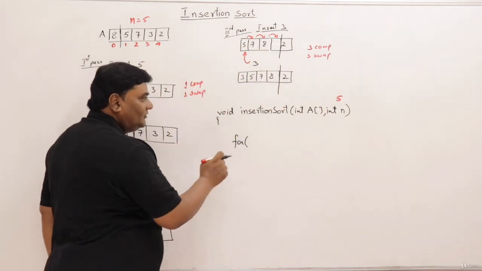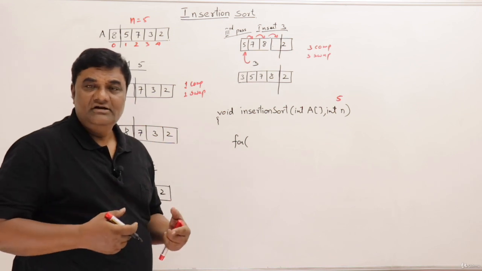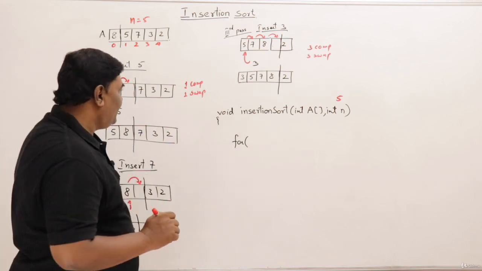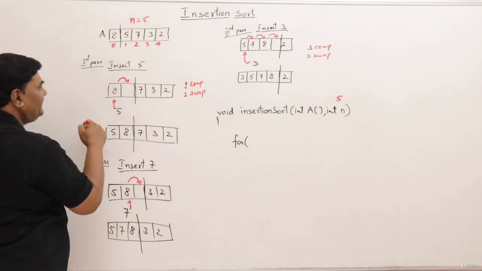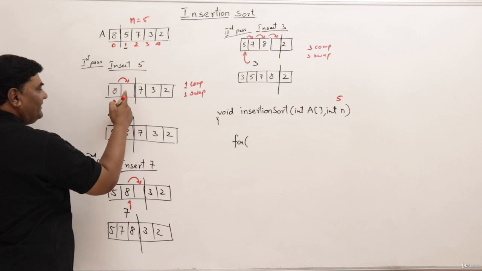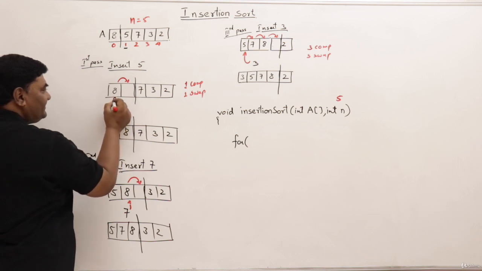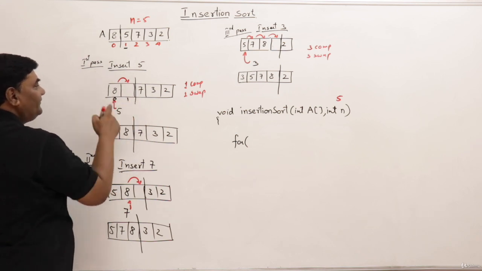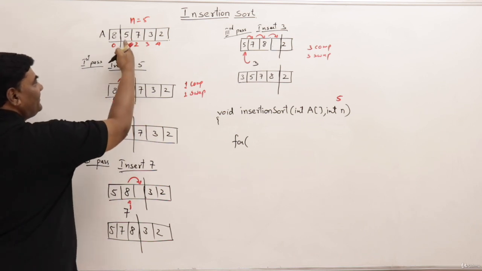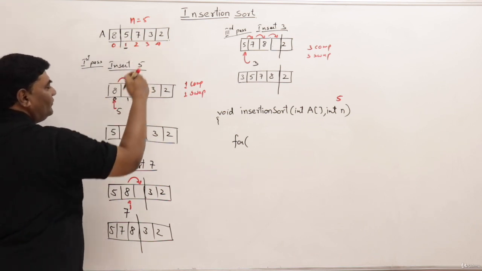Now the first for loop is for passes. How many passes for n elements? N minus 1 passes. But if you see the passes, in the first pass, which element are we trying to insert? That is the second element at index 1. So we are trying to insert this one, right? So this is index 1. So we don't have to start from 0, we have to start from 1. So insert the element from index 1, then 2, then 3, then 4.